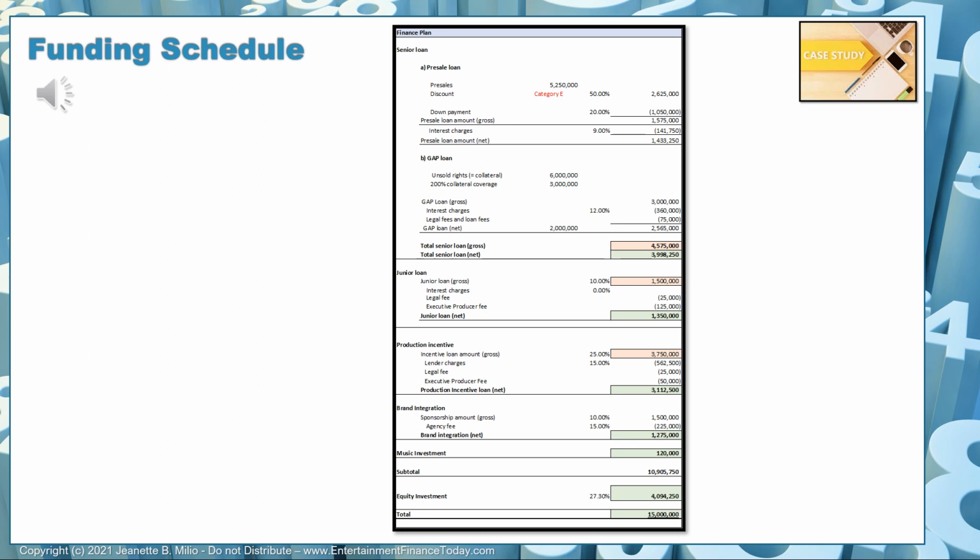And then we look at the gap loan, which is driven by the rights that we can still sell after we looked at our entire sales estimates and have taken out the pre-sales. In this case, there are $6 million worth of rights that we can still sell. The bank will take this under consideration, but only give us 50% of that as a gap loan, and 12% interest is charged, as well as a loan and legal fee, which leaves us with $2,565,000 as a net gap loan.